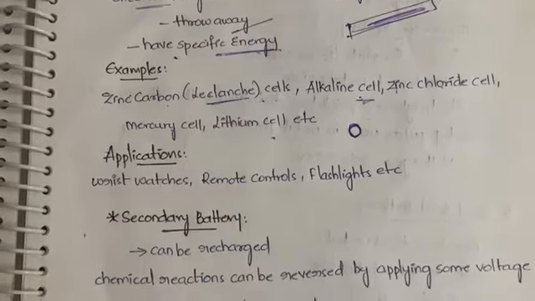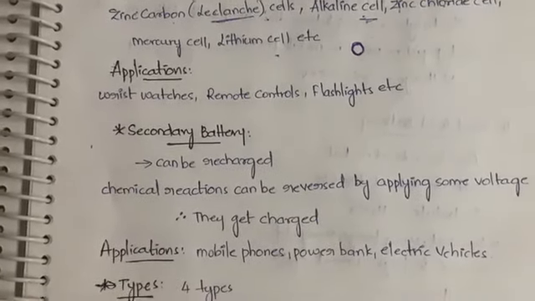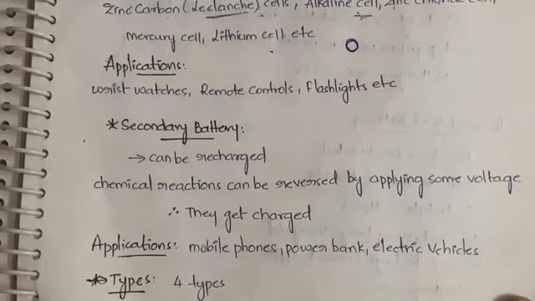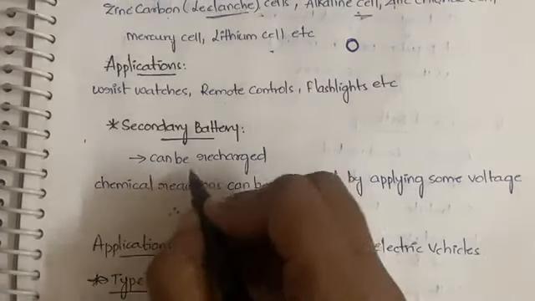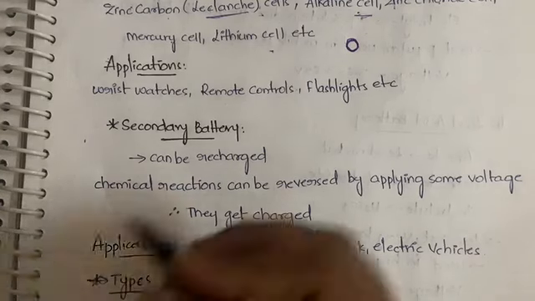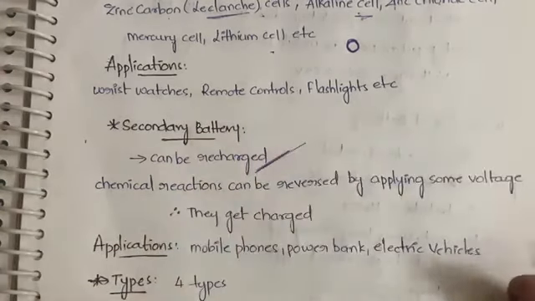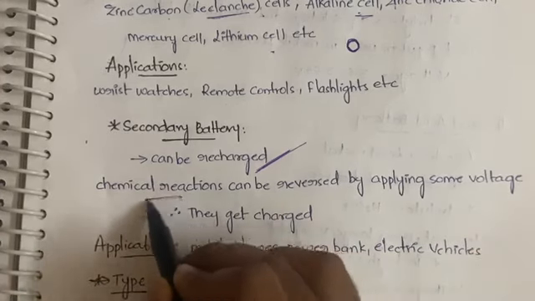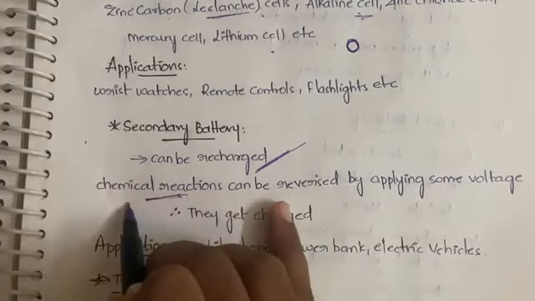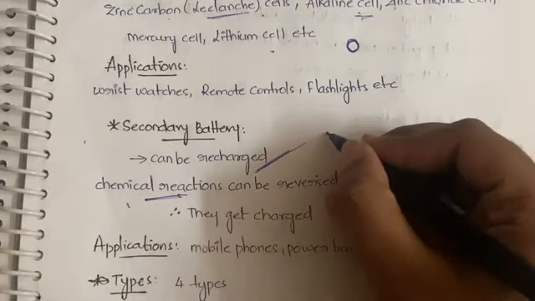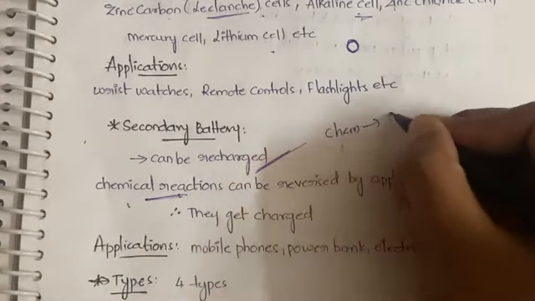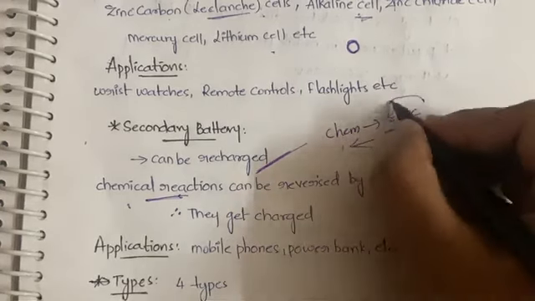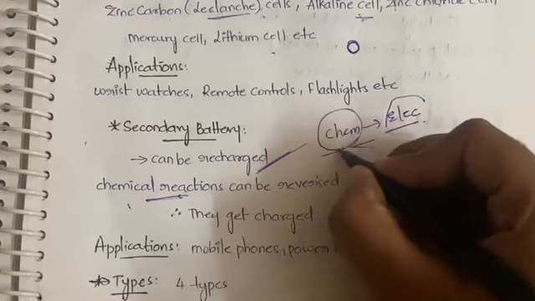Okay, so the next type is the secondary battery. The secondary battery is the opposite of the primary battery. That is, once the battery is completely discharged, you can recharge it again. How do you recharge it? The chemical reactions that take place can be reversed. You are converting chemical energy into electrical energy, right? So you can reverse it. That is, you can convert the electrical energy into chemical energy.